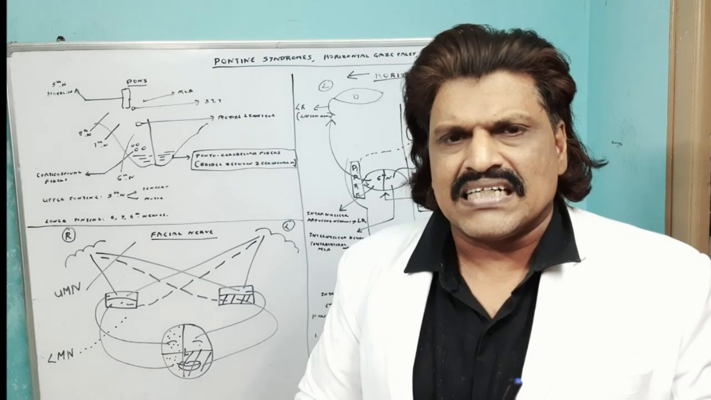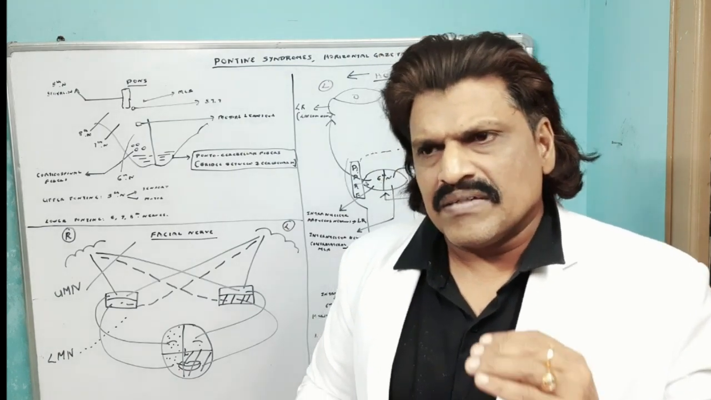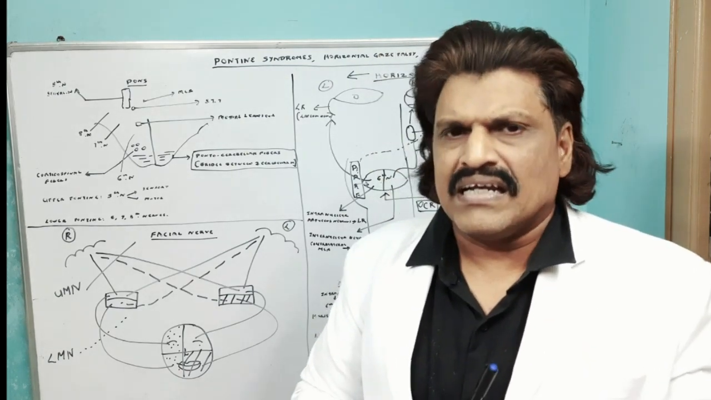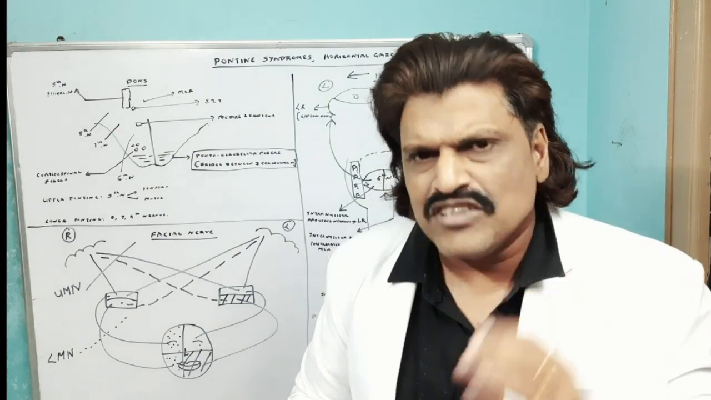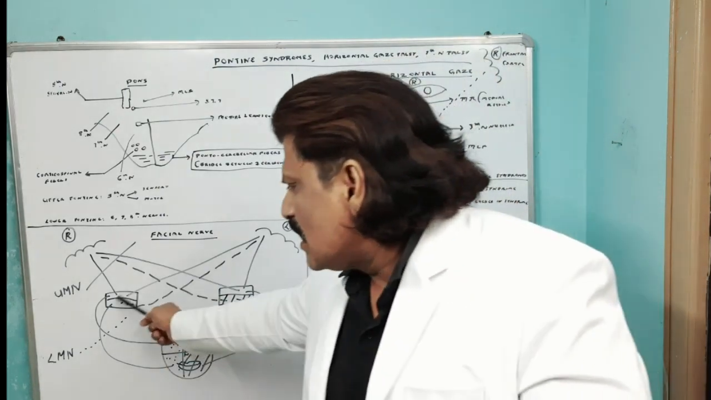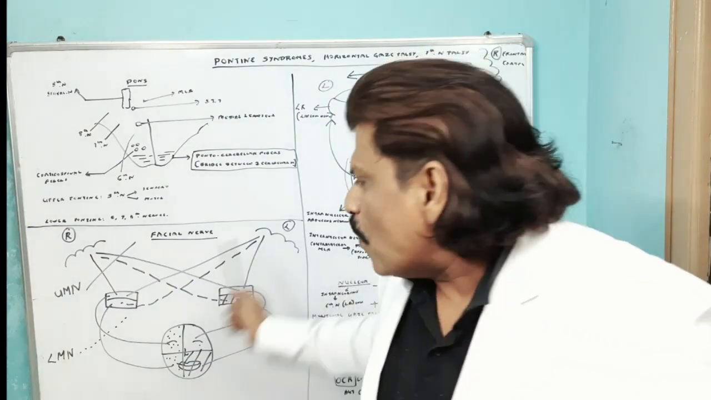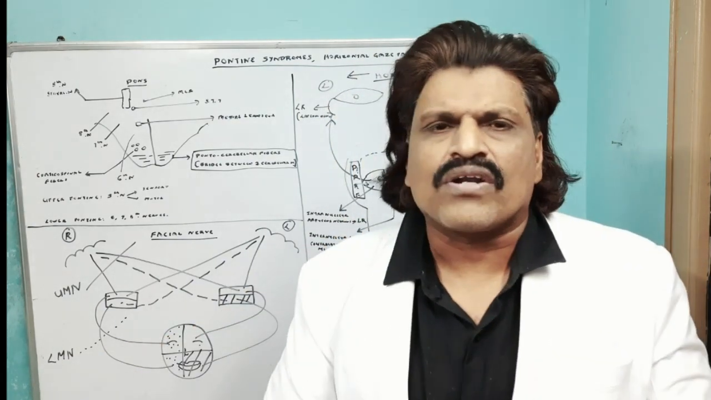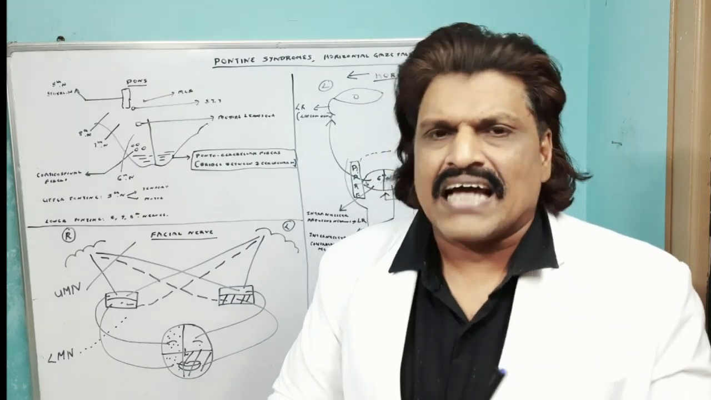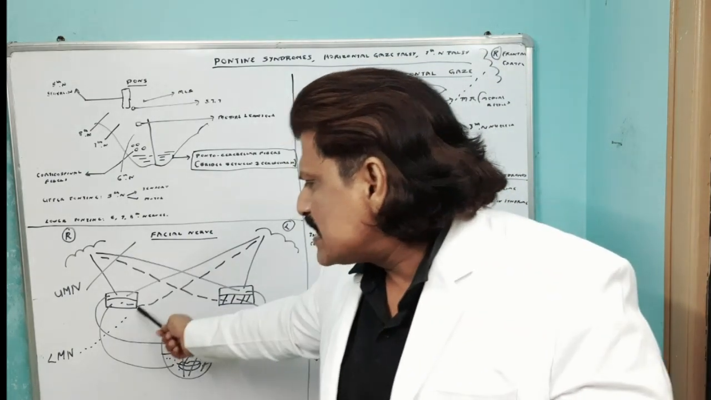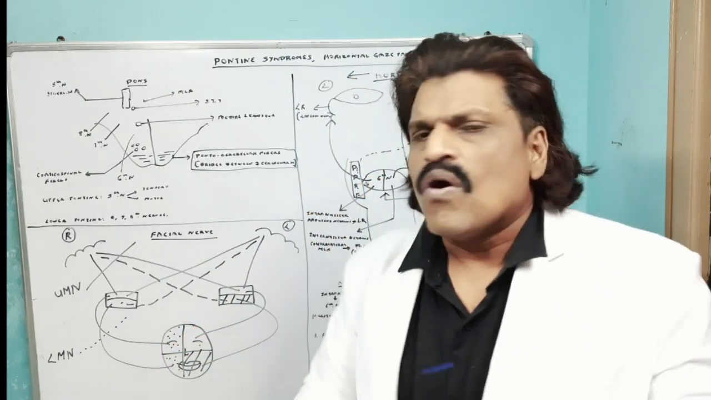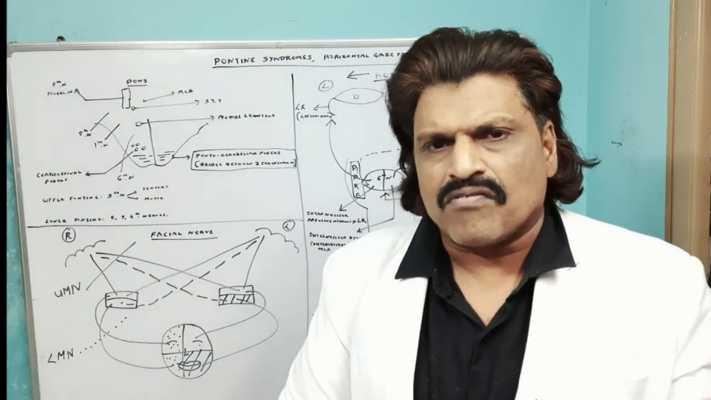But the catch here, why it is different from other cranial nerves, why it's a strange manifestation, is because the lower part of the facial nerve nucleus gets innervation only from the contralateral corticobulbar fibers. This is the catch. So the lower part of the facial nerve nucleus gets innervation only from the opposite corticobulbar fibers.